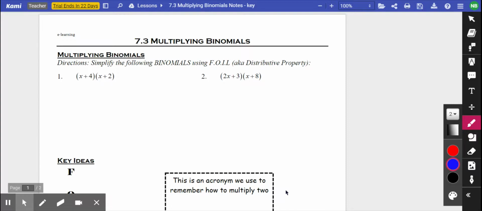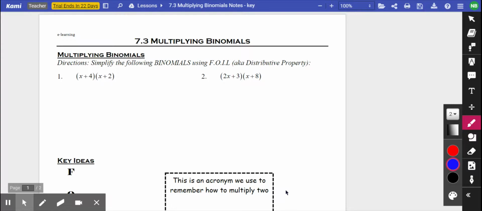All right. So today we're going to be talking about multiplying binomials. Okay. So what is a binomial? This is kind of a little bit of a review. Is a binomial something with one term, two terms, three terms, or four terms? All right, so multiplying binomials, we're going to simplify the following binomials using FOIL, F-O-I-L, which is kind of also known as your distributive property here.